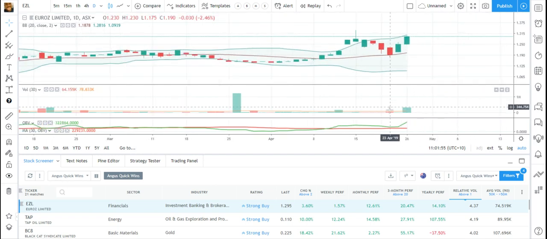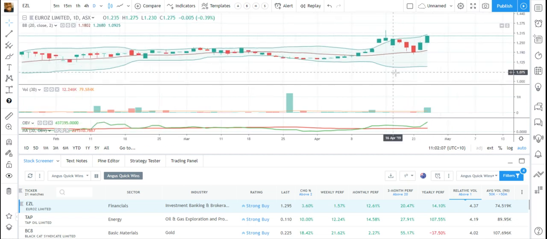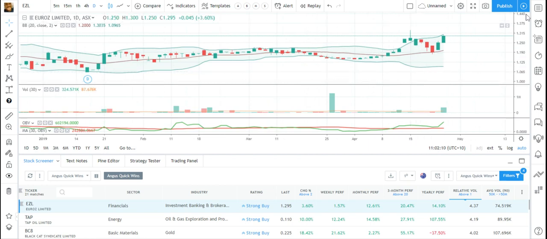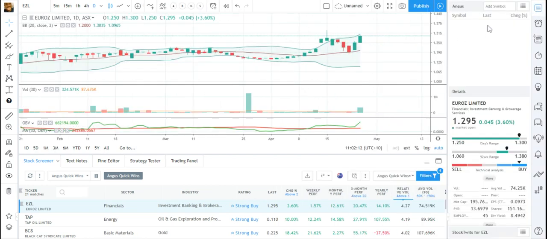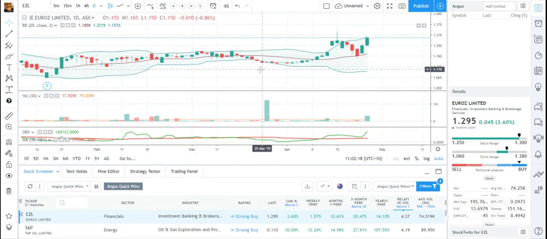So the volume is basically broken out. It's above its moving average. You can see that it's starting to get close to that upper Bollinger Band. It's gone up in price only 3.6%. So that could be a good stock to shortlist. I'll open up my watch list here, and when I look at this particular stock, I think that could be interesting.